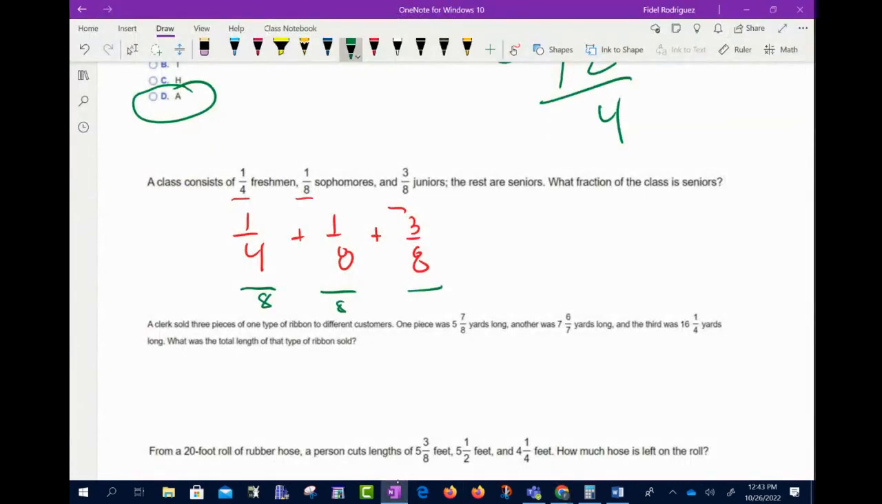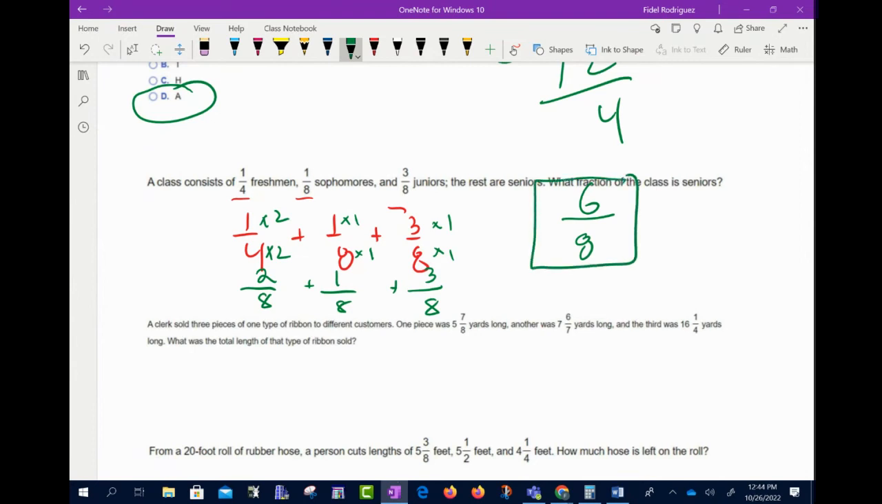So I'm going to come back over here, I'm going to put an 8, an 8, and an 8. I'm going to say, look, we multiplied that guy by 2, so we got to do that one by 2. We multiplied this one by 1, so we're going to do that one by 1. And we multiplied this one by 1. Okay, so now we're going to just add straight across. Remember, my denominator doesn't change, stays 8. So 2 over 8 plus 1 over 8 plus 3 over 8. 2 and 1 is 3, and another 3 is 6. Okay, so we have 6 over 8. Now this is the fraction of the class that are freshmen, sophomores, and juniors all combined. Now it says, what fraction of the class is seniors?